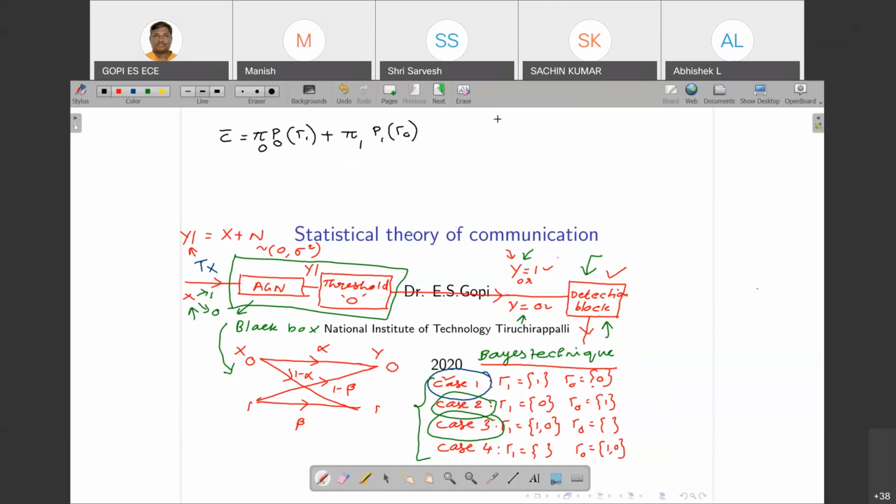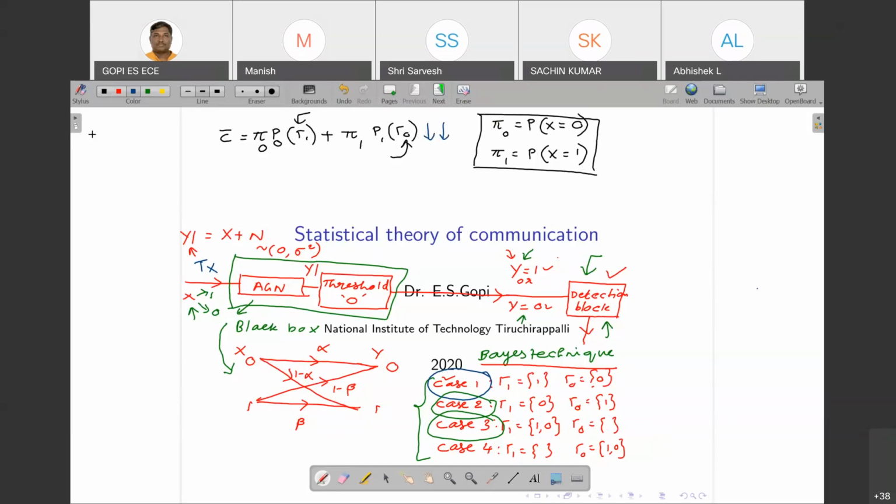What is prior probability? As you know, prior probability is nothing but, it is a notation what I'm using as pi naught, don't get confused. It is nothing but probability of x equal to 0, and pi 1 is probability of x equal to 1. So this is what we say that it is a Bayes rule, right? So we have to choose this gamma naught and gamma 1. In other words, you have to optimize the partition set gamma naught and gamma 1 such that this cost function, the average cost C bar, is getting minimized.